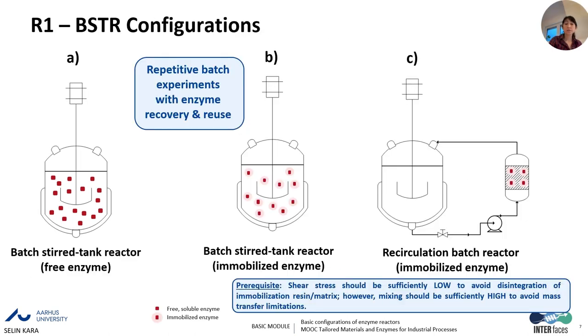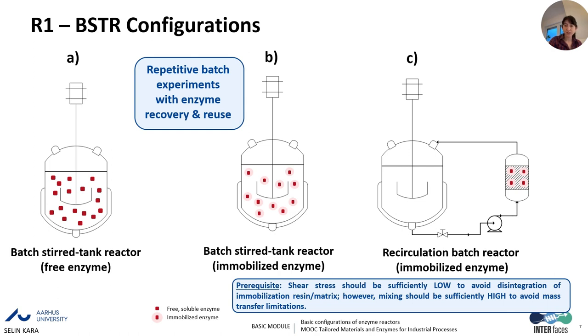So what are the possible configurations of a BSTR? In configuration A, we can run a BSTR using free enzymes. In configuration B, we are using immobilized enzymes so that we can recover and reuse them, which gives us the possibility to run repetitive batch experiments.